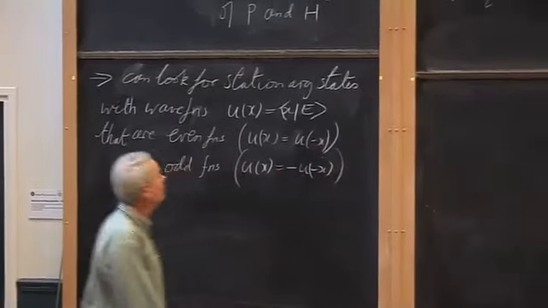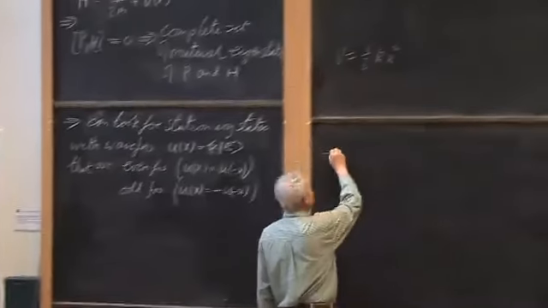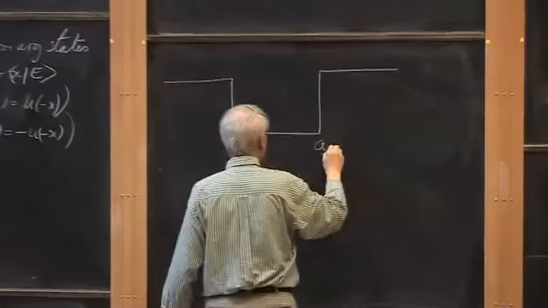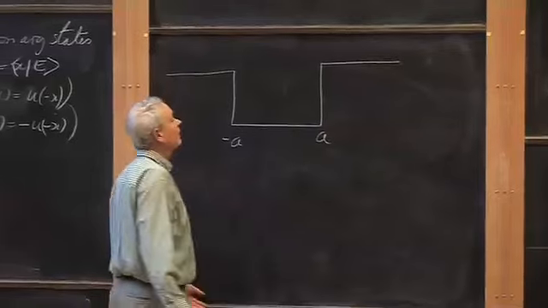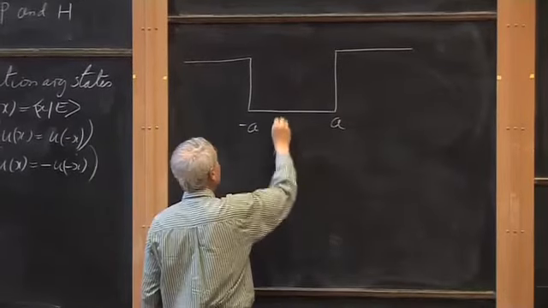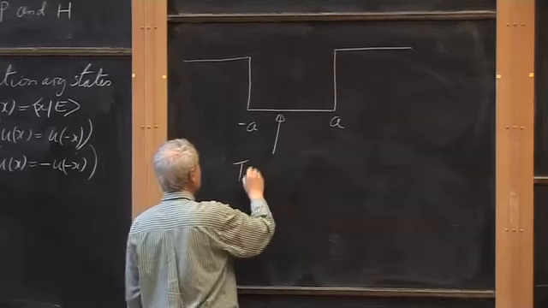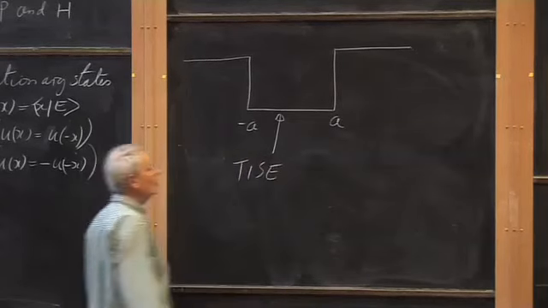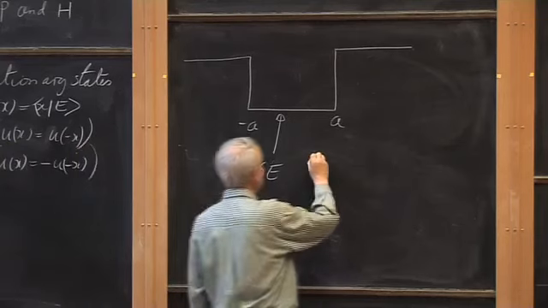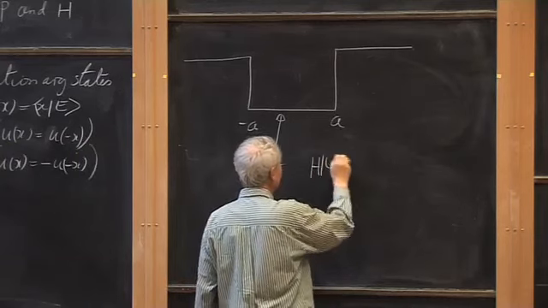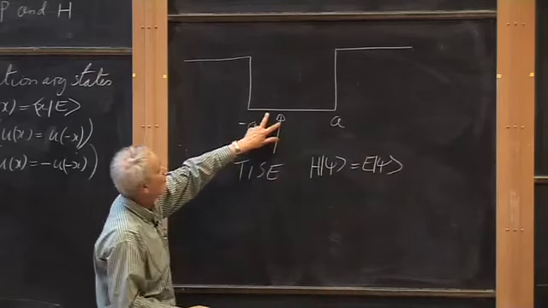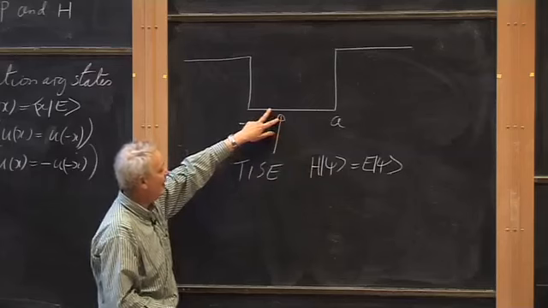So here is our potential again, A, minus A. What do we have? We have here what is the time-independent Schrödinger equation. That is the equation which says that h of psi is equal to e of psi. In the position representation, what does this important equation look like here?